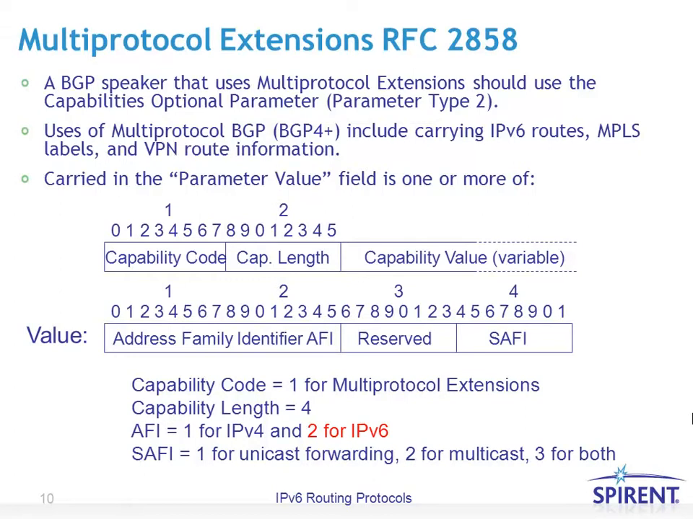Carried in the parameter value field is one or more combinations of a capability and value. So you would find the capability code equal to 1 for multi-protocol extensions. Capability length would be equal to 4, meaning there are 4 more bytes of value. The value would have an AFI, address family indicator, and sub-AFI field. The AFI would be set to 2 for IP version 6 as opposed to 1 for IP version 4. And then the sub-address family would indicate if we're using this for unicast, multicast, or possibly even both types of prefixes.